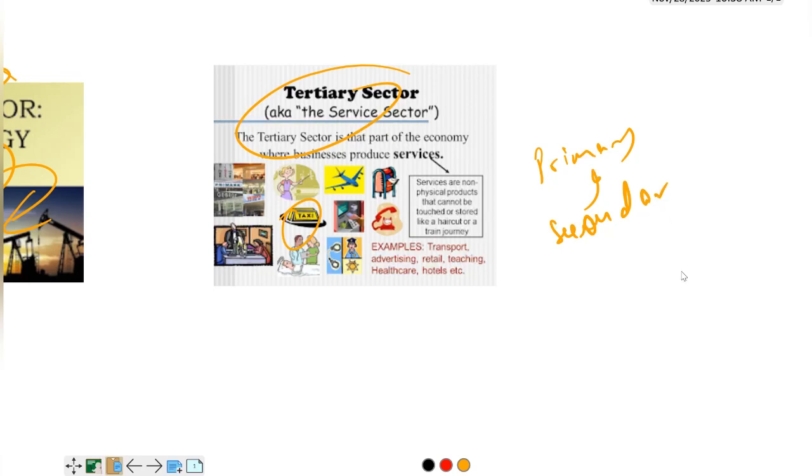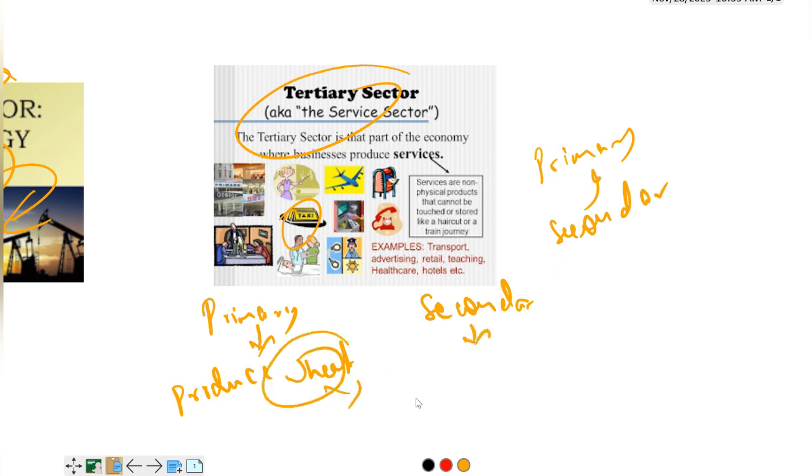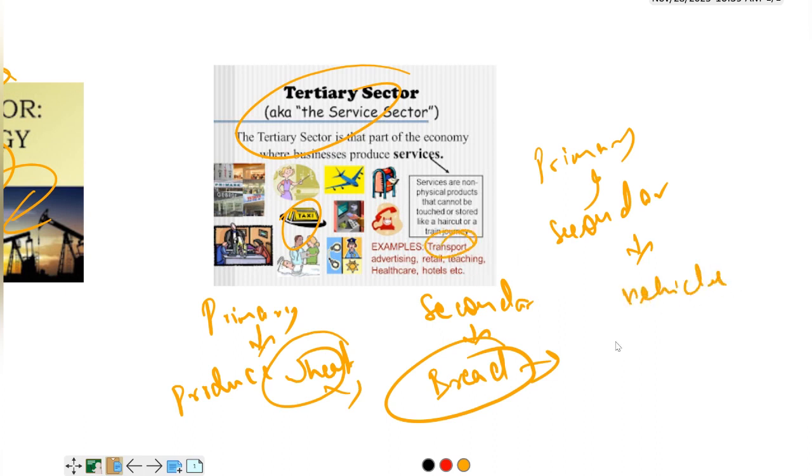See, if you take an example, in the primary sector, you produce some wheat, right? In the secondary sector, you use this wheat flour and produce bread. You bake the bread in the secondary sector. Whereas to transport this bread to different shops, you need services such as transport service, right? You need a vehicle to transport this baked bread to different shops. This is the tertiary service provided by the tertiary economic activities to help primary and secondary sectors. This is how you can connect these sectors.